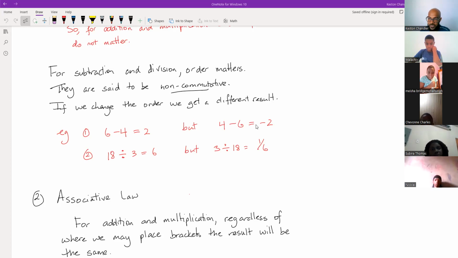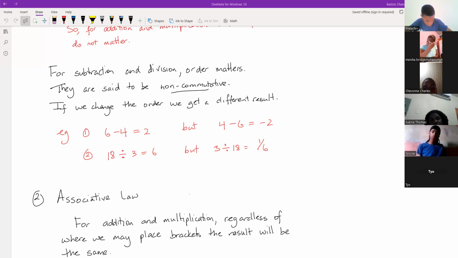So for example, if I have 6 minus 4, I am going to get 2, right? But if I have 4 minus 6, the answer is going to be negative 2. Similarly, if I have 18 divided by 3, that's going to give me 6. But if I change the order of that and I have 3 divided by 18, then I'm going to get 1/6. So these are non-commutative, right? They're non-commutative. The order matters when we are subtracting or dividing. All right, everybody okay with that?